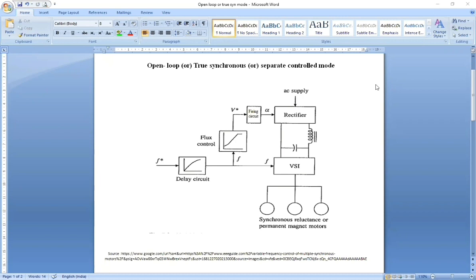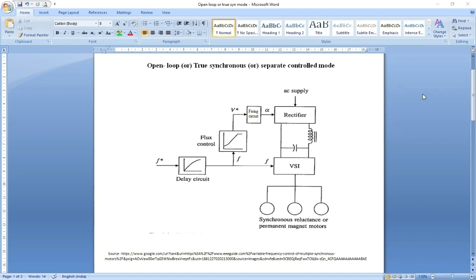The voltage command V star is produced by a function generator where voltage is generated in proportion to the frequency up to the rated frequency, and after the rated frequency the voltage is maintained at the rated voltage of the machine. In this mode, the supply frequency is controlled by an independent oscillator, hence the speed can be controlled in open loop by changing the frequency.